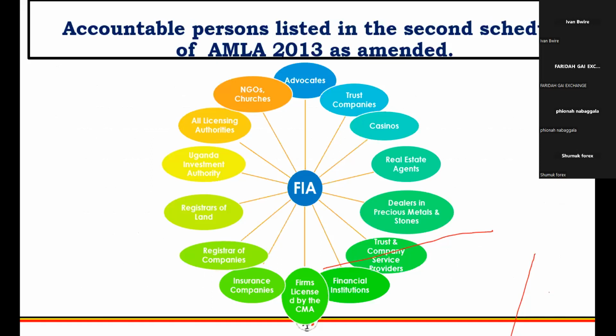So the list of accountable persons, I printed the list of accountable persons and I set the schedule. So we have advocates, NGOs, trust companies, casinos, real estate agents, dealers in precious stones and metals, financial institutions, firms licensed by CMA, insurance companies, registrar of companies, registrars of land, and all licensing authorities. So it's not only you, there are many entities that report to FIA, mainly because these are channels that can be used by criminals to launder money or to manipulate the financial system.